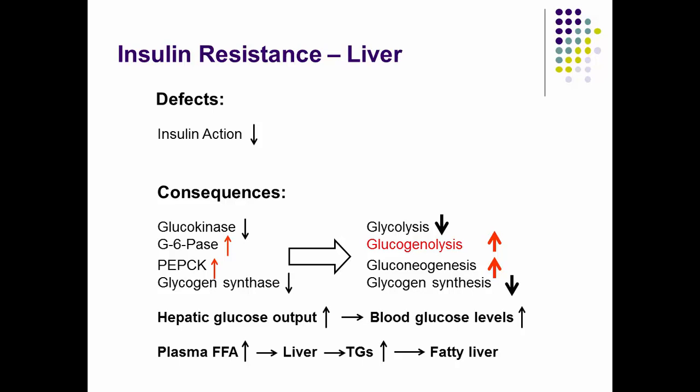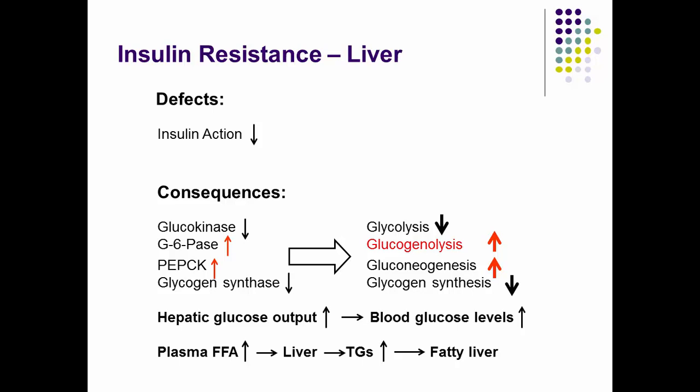glucokinase, which is the enzyme that metabolizes glucose in the first reaction in the glycolysis. And glucose 6 phosphatase and PEPCK, these are the two key enzymes of gluconeogenesis, still remember, right? And glycogen synthesis is also an important enzyme that can be regulated by insulin. So in insulin resistance, in the liver, glucokinase activity is decreased, and these two key gluconeogenic enzymes actually increase, and glycogen synthesis is decreased.